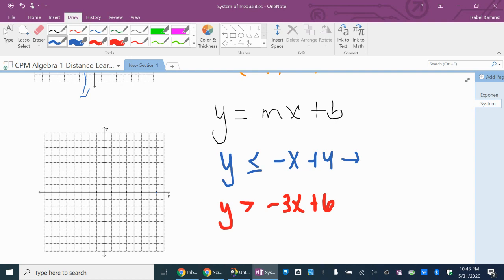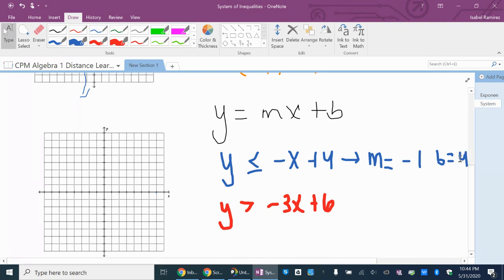For the first inequality, I'm going to identify my slope m and my y-intercept b. So the slope m is always the coefficient in front of x. A lot of students get scared right here because they're like, there's no number. There's a negative sign, but there's no number, but there's technically an invisible one there because we have one -x. So -1 is my slope. And the y-intercept b is 4.